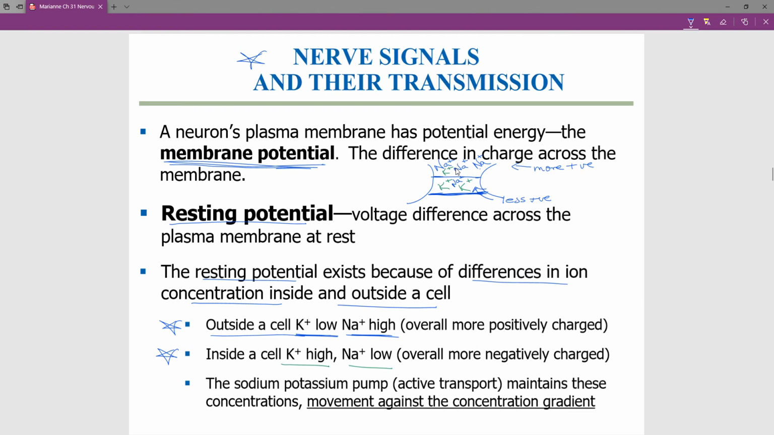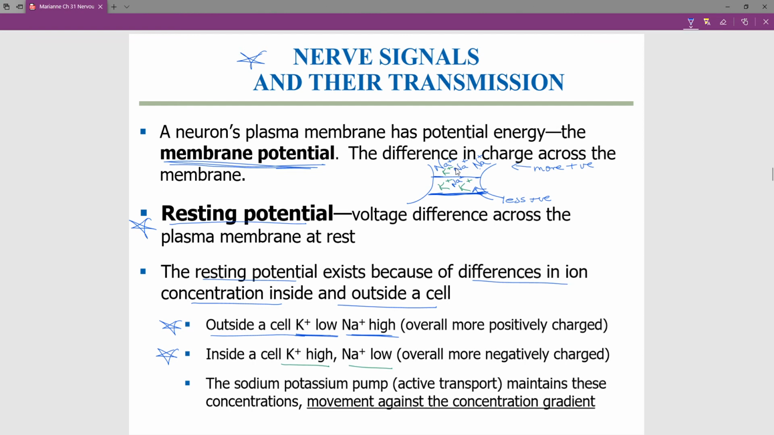There is a difference in charge, and so we say that the cell has a negative potential difference. Well, it's not that anything about it has a negative charge. It's just less positive than outside the cell. I'm going to keep going with that because really understanding this resting potential is key. It's the starting point for a nerve impulse, or for a nerve action potential.